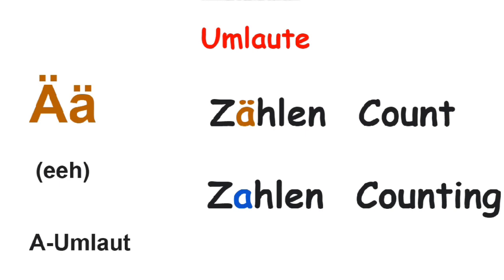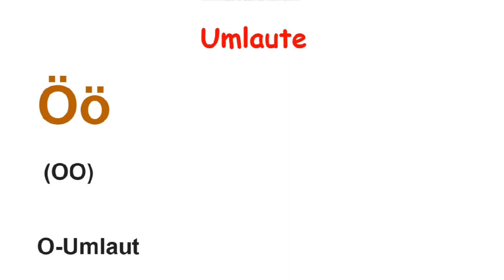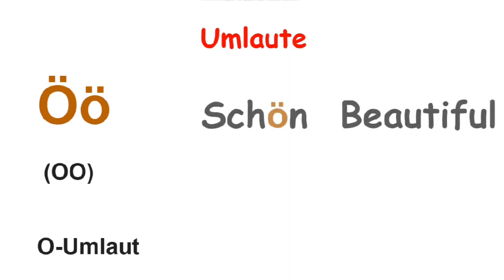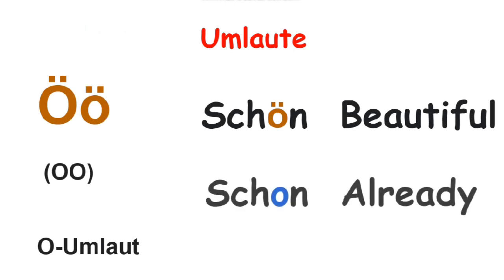Let's move to the second umlaut, that is Ö, O umlaut. And the German word with the letter Ö is schön, schön, which means beautiful. The second German word is with the letter O, that is called schon, schon, which means already. First word is schön, second word is schon.